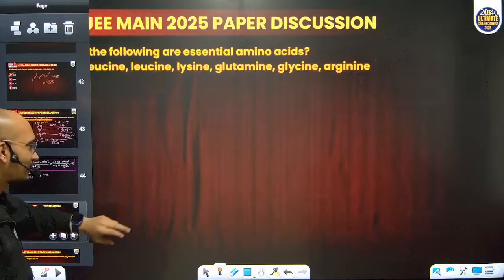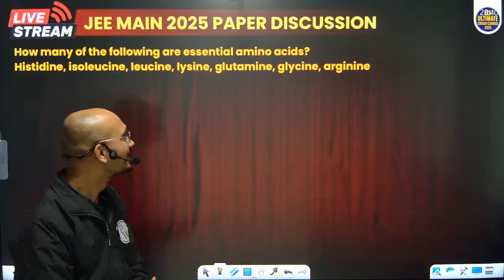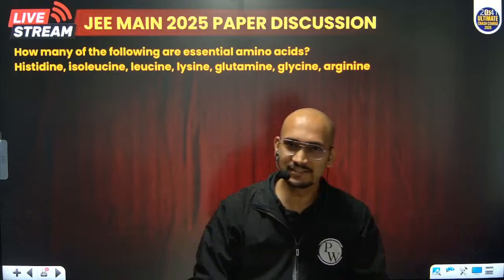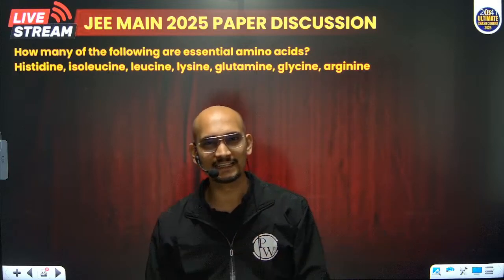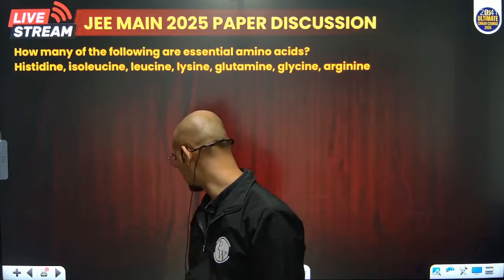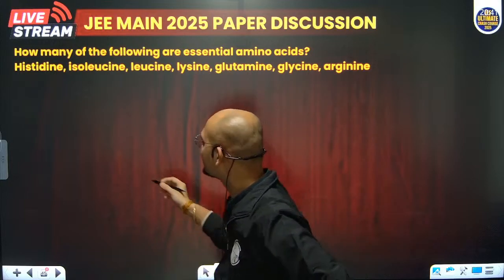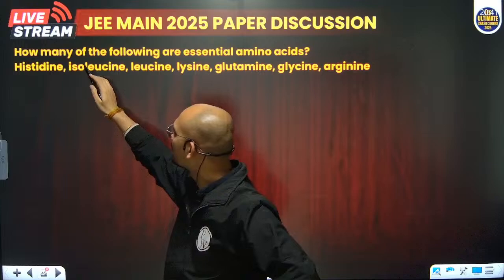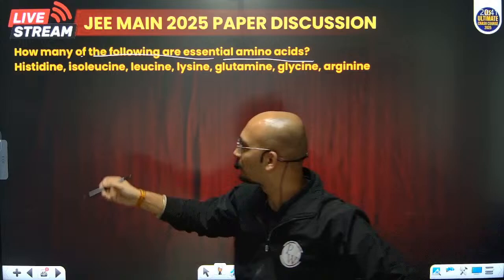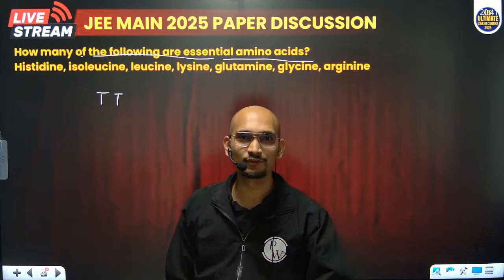So students, let us go to the next question. How many of the following are essential amino acids? For essential amino acids, there is something we study in classes, one of the jingles or tricks we give you to remember. Remember what the question is: how many of the following are essential amino acids? For essential amino acids, consider you are in college. In college we have the table tennis hall, that is the TT hall.